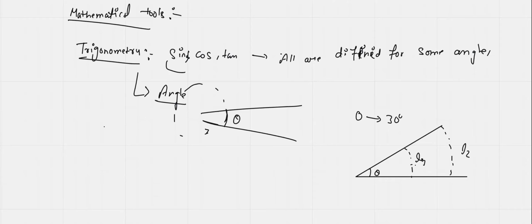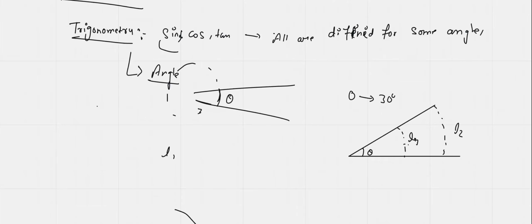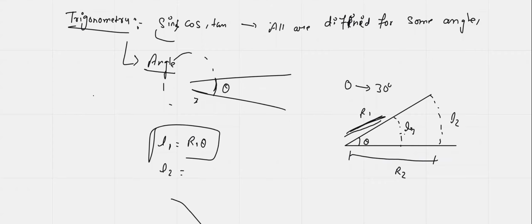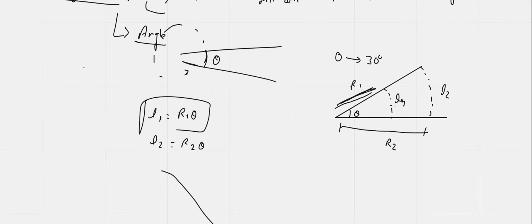If I ask you what arc length is, you will say it is related to the radius till here. Let's say this is R1 and this is R2, right? So you will say L1 is nothing but R1 times theta. Similarly, I can say L2 is equal to R2 times theta. Now, if I want to calculate theta, you see my theta is constant, that is, for the same theta I have different ratios: L1 by R1, and here L2 by R2.